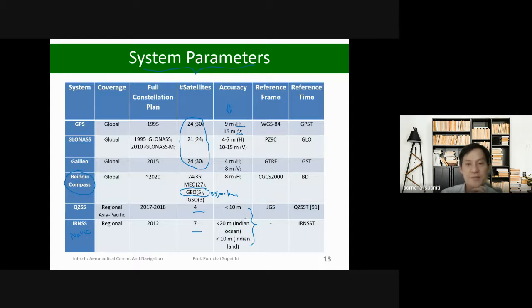And then for each system, they have their own reference frame in terms of positioning.